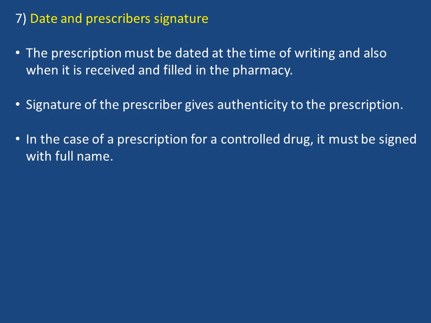The seventh part of the prescription writing is the date and prescriber's signature. The prescription must be dated at the time of writing and also when it is received and filled in the pharmacy. Signature of the prescriber gives authenticity to the prescription. In the case of a prescription for a controlled drug, it must be signed with full name.